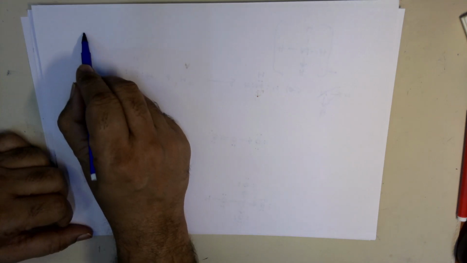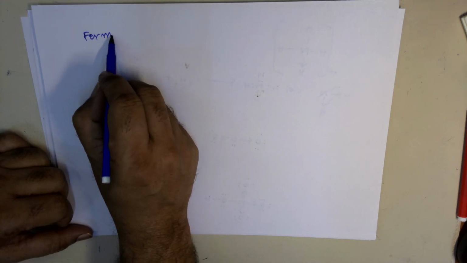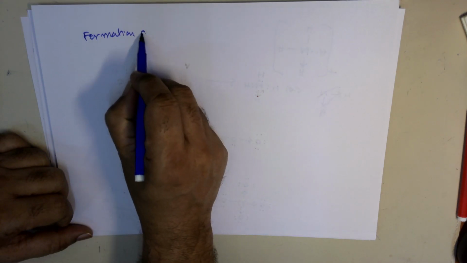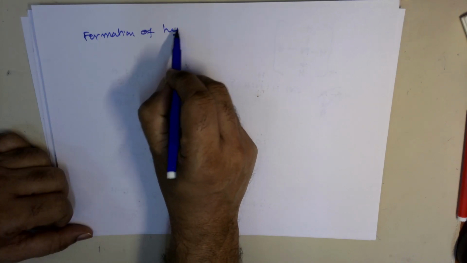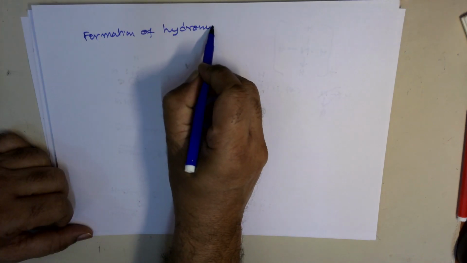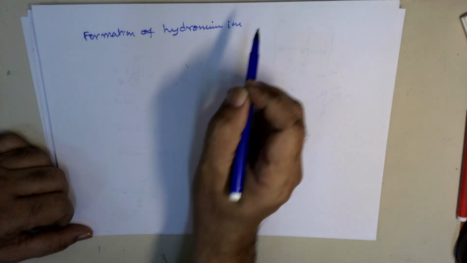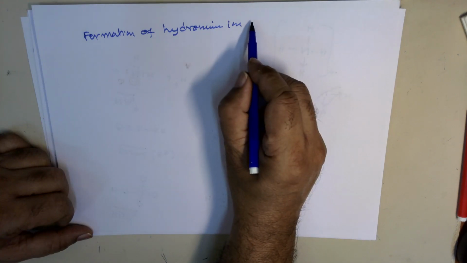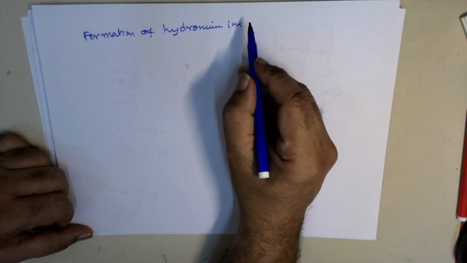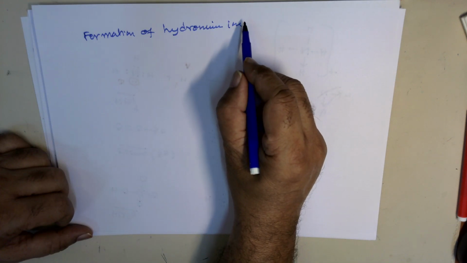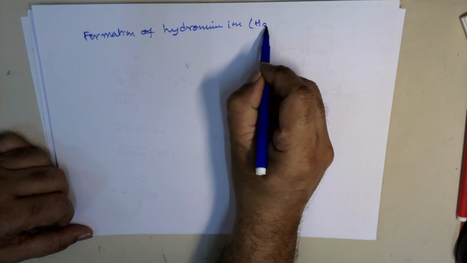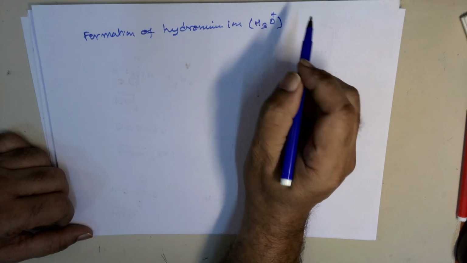Formation of hydronium ion. What is the formula of hydronium ion? Shall we? It can also be called a dash. Anyone?